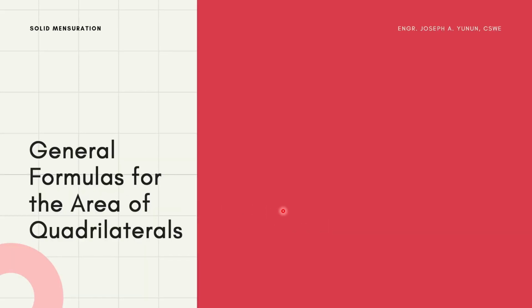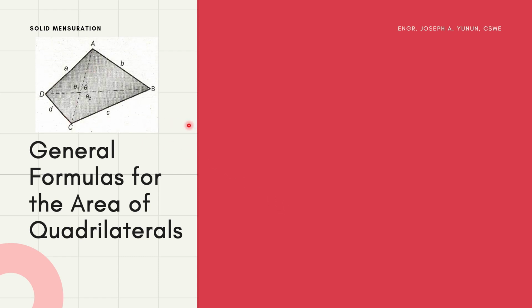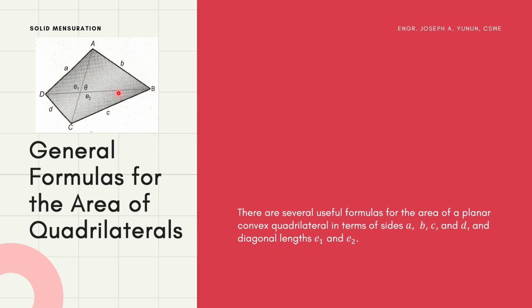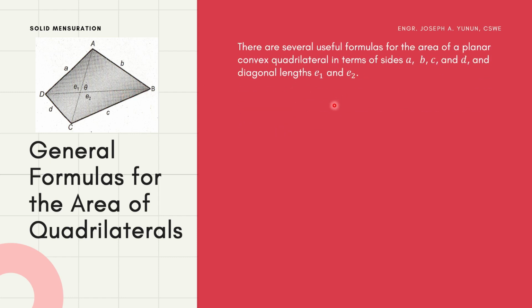So, the general formula for the area of quadrilaterals is shown in this given figure. You have your diagonal 1 and diagonal 2, which are represented as E1 and E2. For this particular figure, you have your vertices, and those capital letters indicate the angles, okay? And sides are provided in small letters. Theta here is the angle between the two diagonals. So you may need to familiarize yourself with these given formulas.